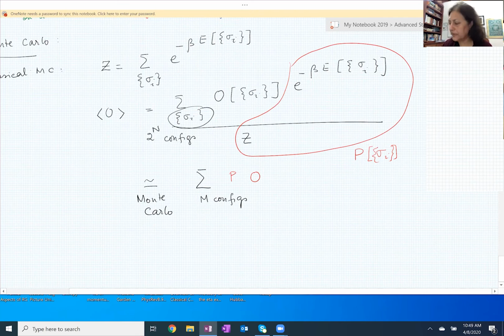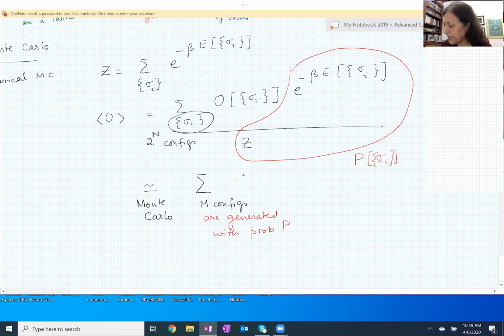So what I'm saying is that this P is not now part of the sum. The M configurations are generated with probability P. How you do that is part of what are called procedures, Metropolis and so on, which I don't go into now.